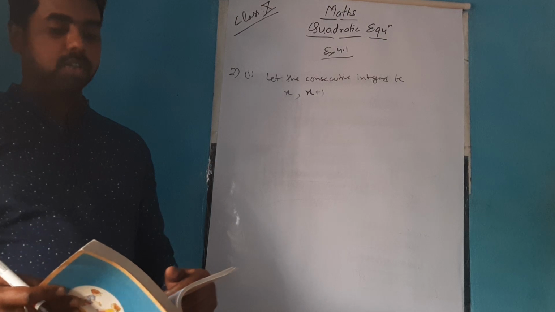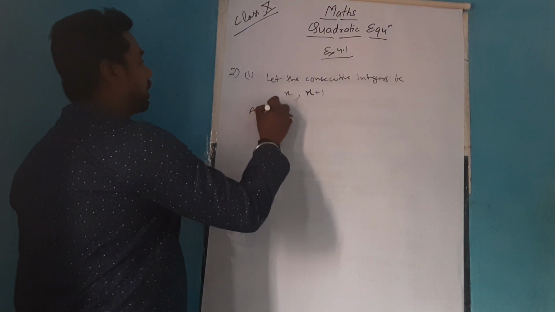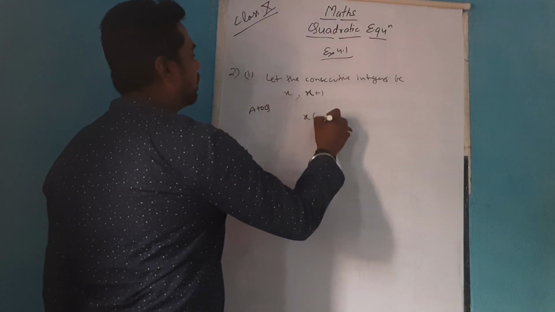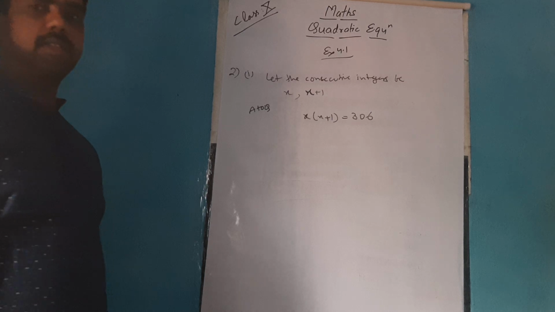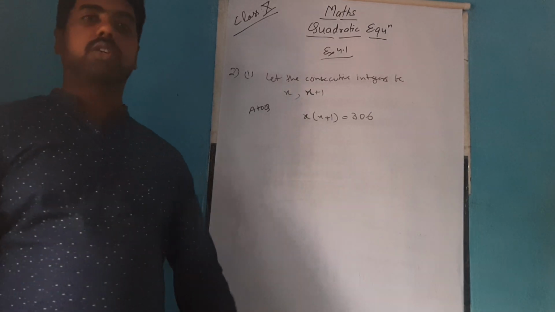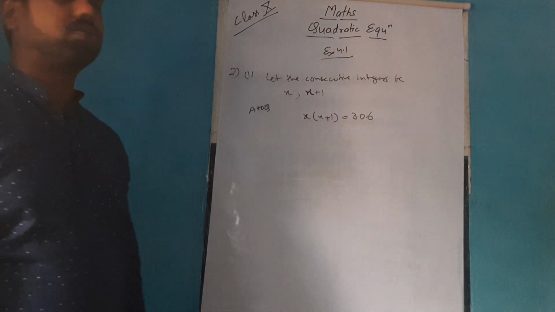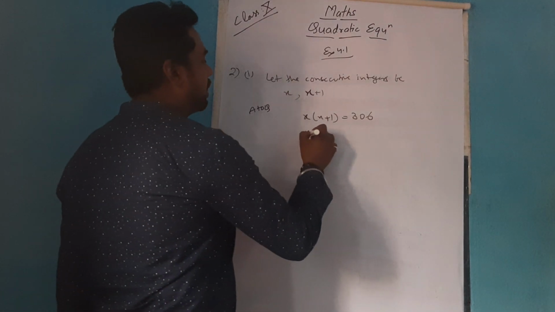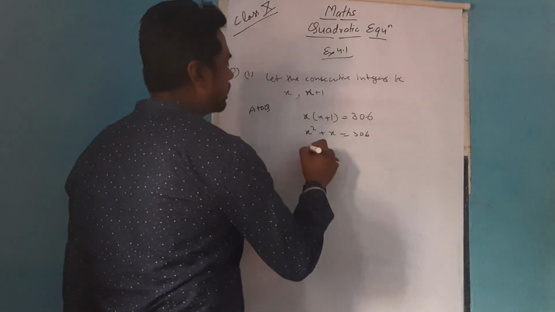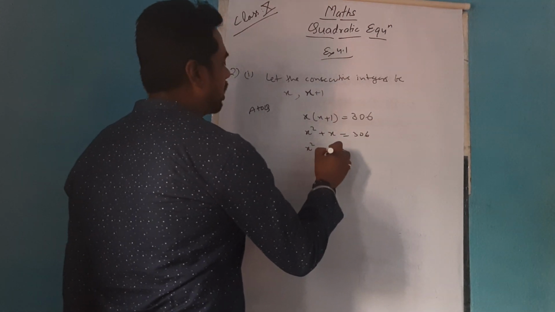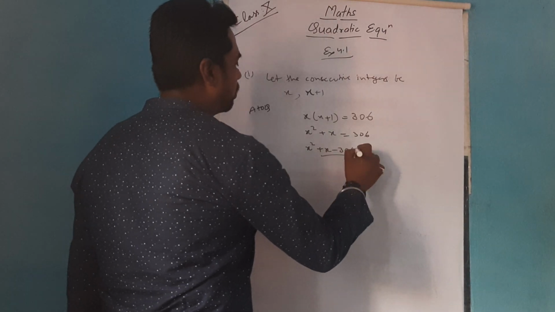The product of both consecutive integers is given as 306. So according to the question, x into x plus 1 equals 306. So we'll multiply and open the bracket. x square plus x equals 306. So this becomes x square plus x minus 306 equals 0.